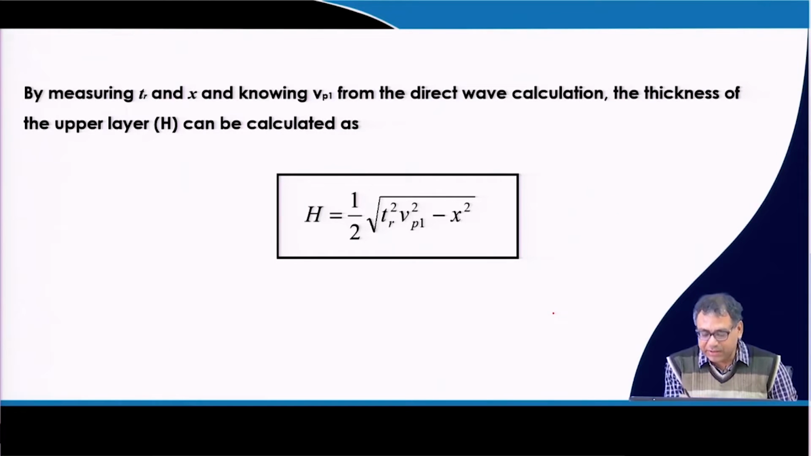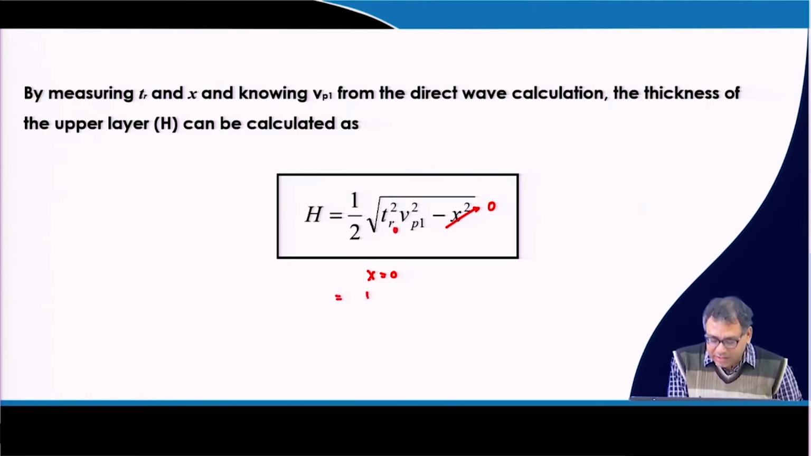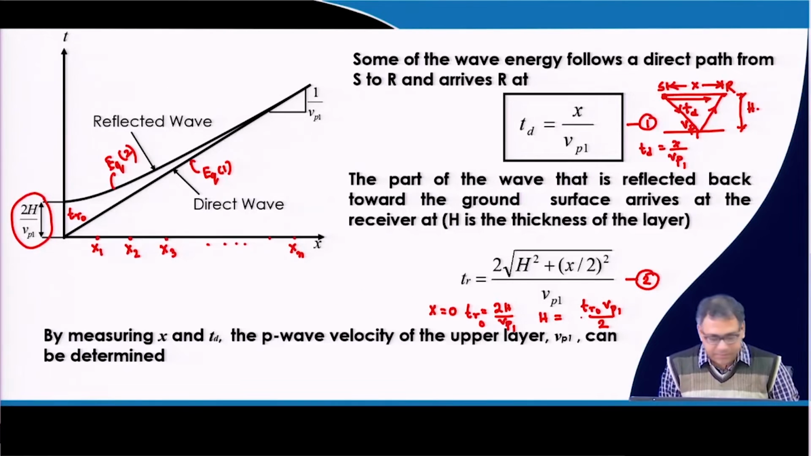So, now I am putting x equal to 0. So, x equal to 0 will give TR 0, which is nothing but half into TR 0 Vp 1, which is the same expression that I have given.